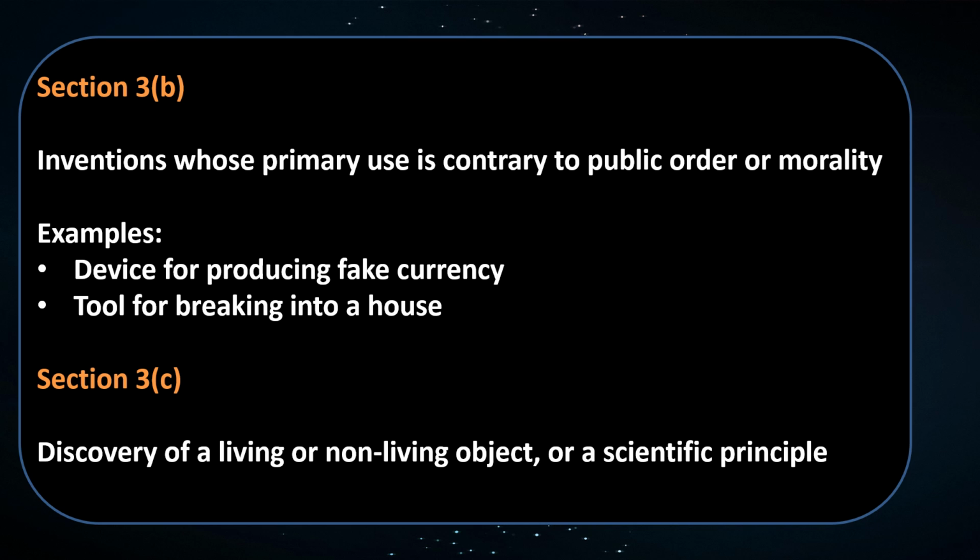An example is a device for producing fake currency. If someone invents a machine which can produce fake currency, it cannot be granted a patent, because it's not good for public morality or order in general. Same as a tool for breaking into a house. I'll explain this example in more detail.